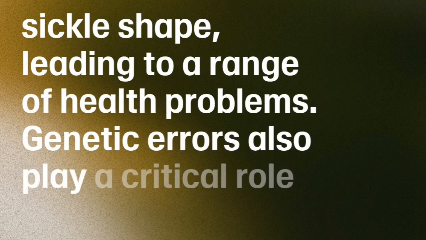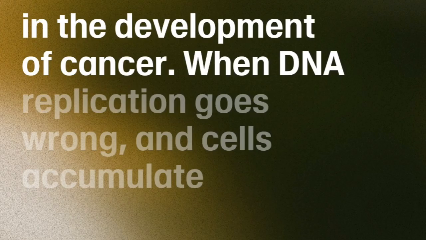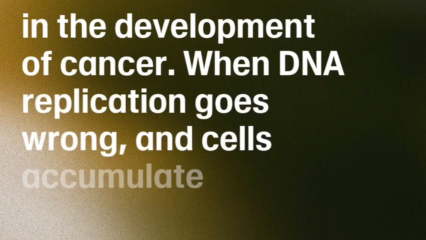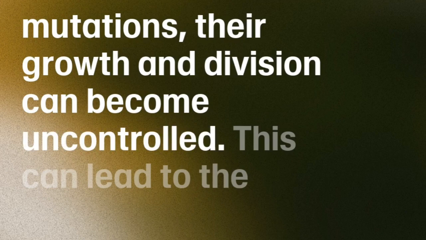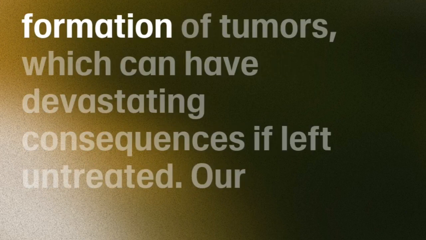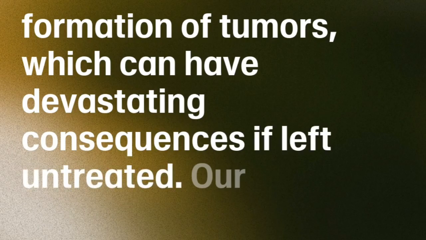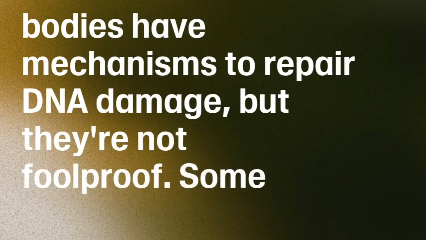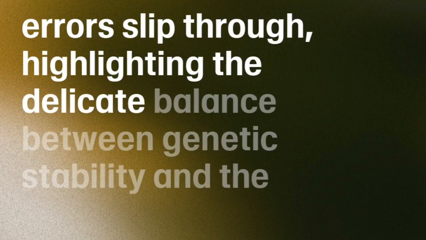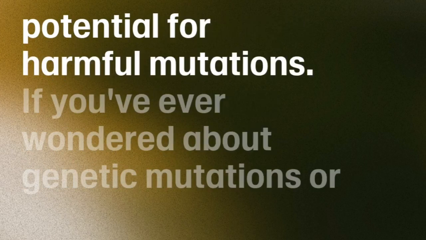Genetic errors also play a critical role in the development of cancer. When DNA replication goes wrong and cells accumulate mutations, their growth and division can become uncontrolled. This can lead to the formation of tumors, which can have devastating consequences if left untreated. Our bodies have mechanisms to repair DNA damage, but they're not foolproof. Some errors slip through, highlighting the delicate balance between genetic stability and the potential for harmful mutations.